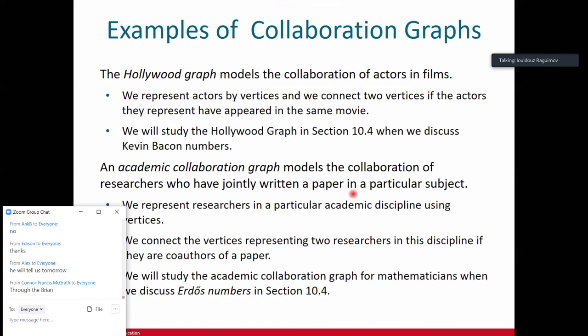Okay, so the graph can be used in everyday life for very important things. The Hollywood graph models the collaboration of actors in films. Nodes or vertices represent actors, and an edge appears between two nodes whenever those two actors appeared in the same movie. In section 10.4, we will study this graph.